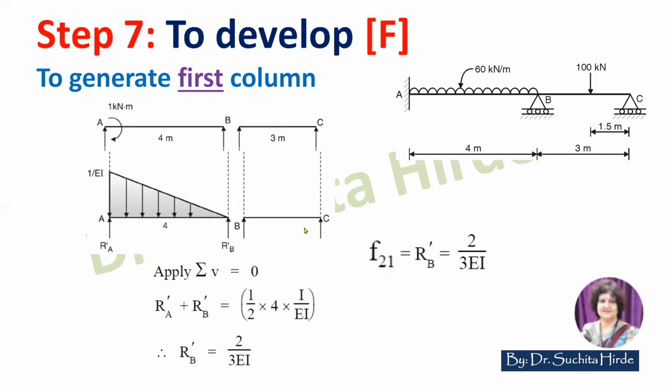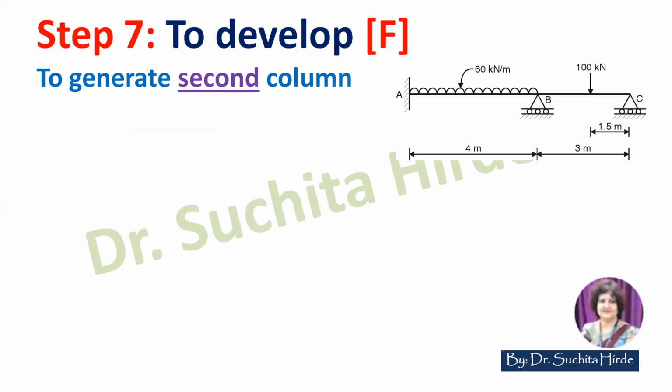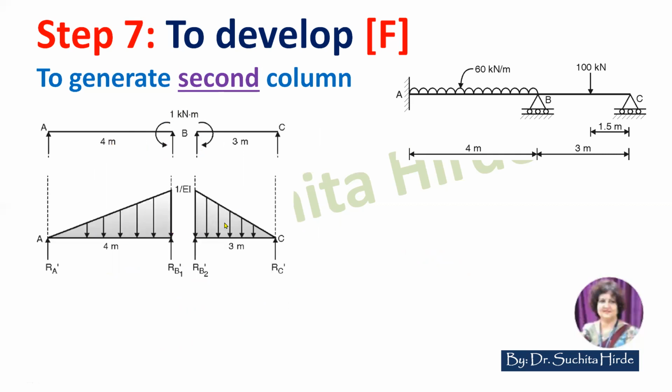Now we will generate similarly second column of flexibility matrix. For that we will apply unit rotation in the direction of 2. It will look like this. So for this case we will draw the bending moment diagram, which is nothing but the load on conjugate beam. Now what we want to calculate, second column means F12 and F22. What is F12? Displacement at 1 due to unit rotation at 2, which is nothing but RA dash.